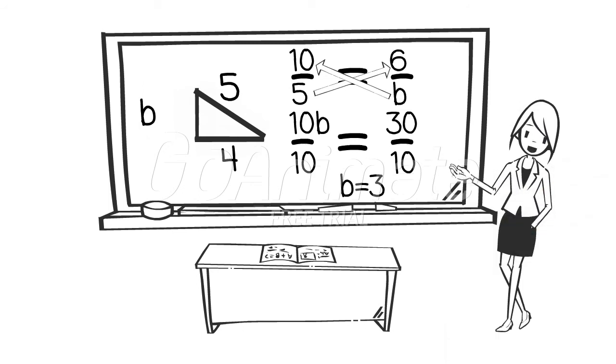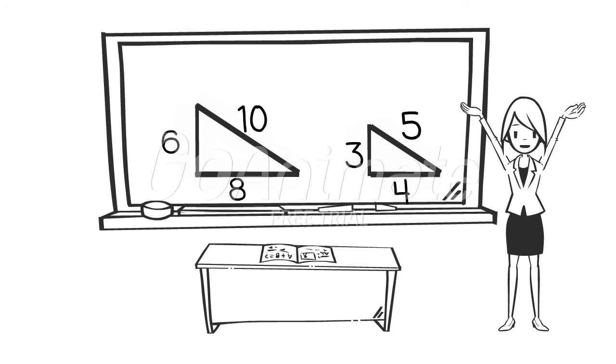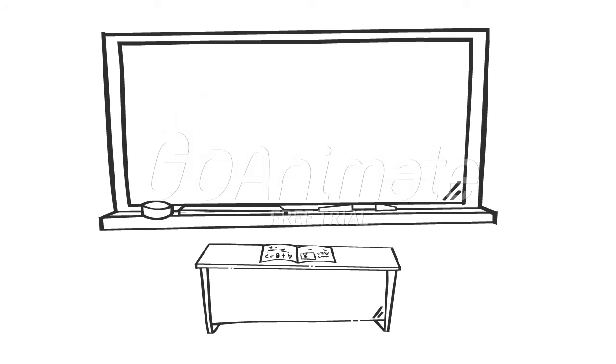Now, let's find B. First, you write out 10 over 5 equals 6 over B. Then, you cross multiply. 10 times b and 5 times 6. The answer is 10b equals 30. Then you divide both by 10. So b equals 3. Here is the final product of both triangles solved. And that is how to solve similar triangles.